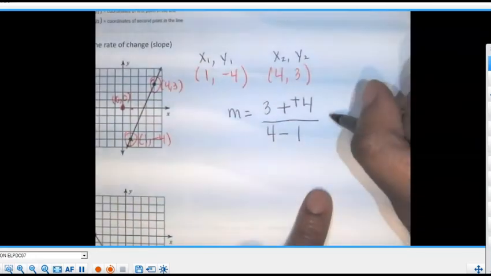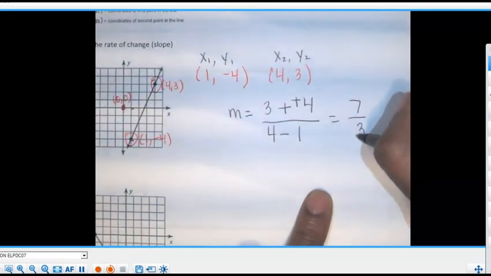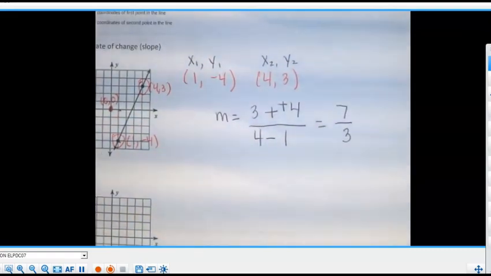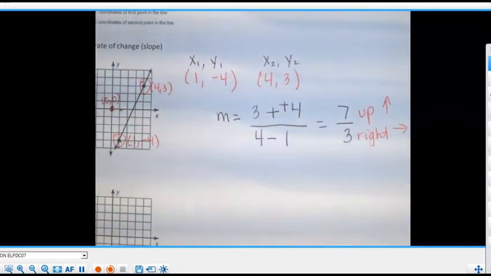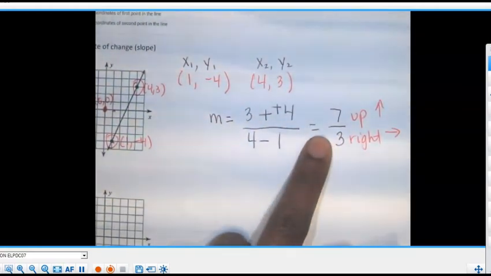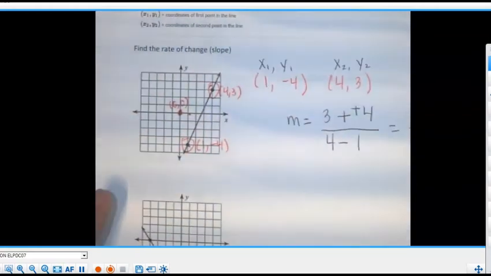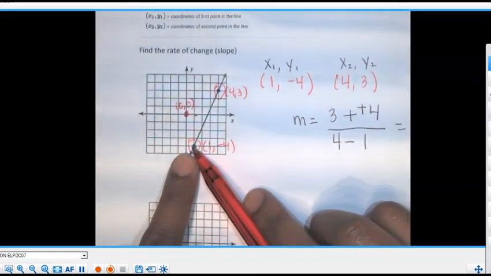Now calculate, and it's 7 over 3 is the slope. So what does that mean as an address? We're going 7 up, 3 to the right. That is the address to move to every single point on this line. So let's check it. Ready? I want to go from here to here.